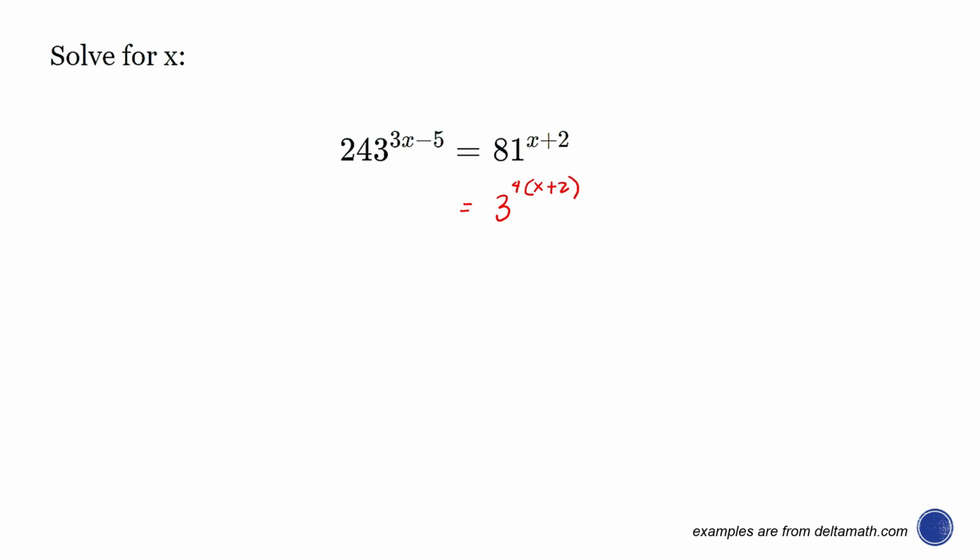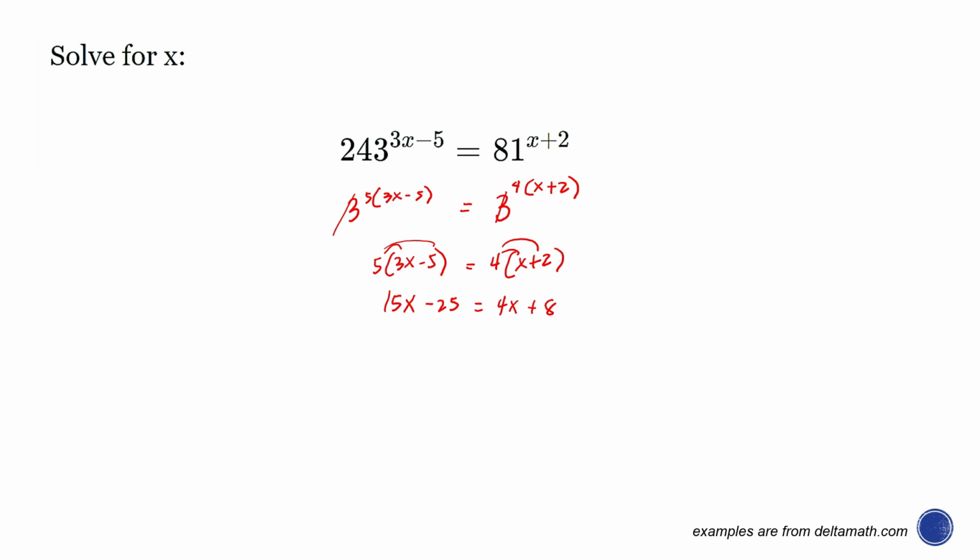Now what about 243? Well, that's 3 raised to 5. So this is 3 raised to 5 times 3x minus 5. Now, since we have the same base on both sides of the equation, we can disregard those two 3's and solve for x. So this is 5 times 3x minus 5 equals 4 times x plus 2. Let's distribute the 5 on this side of the equation. This is 15x minus 25. This is 4x plus 8.